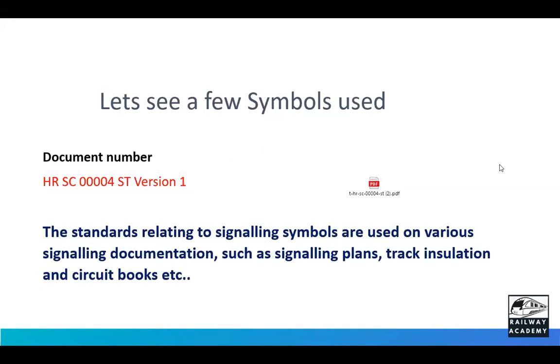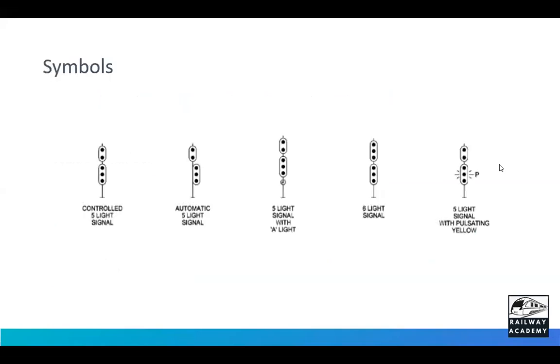Now let us see some of the symbols they have used, which belong to chapter number 4. As you see, these symbols are used extensively on signaling plans, track installation plans, and circuit books. Those who are freshers, I will be explaining this separately whenever time permits. For those who already know something about it, these symbols are used extensively on signaling plans, track installation plans, otherwise called bonding plans in Indian Railways, and circuit books. In Indian Railways, we simply call them circuits. Everywhere these plans are used, what is shown in this standard number 4.